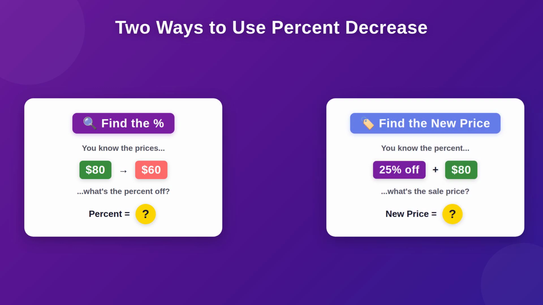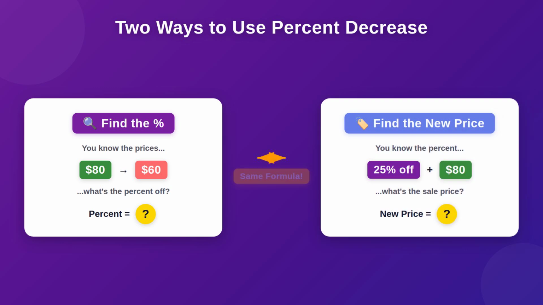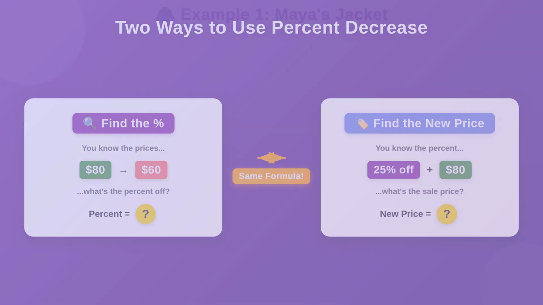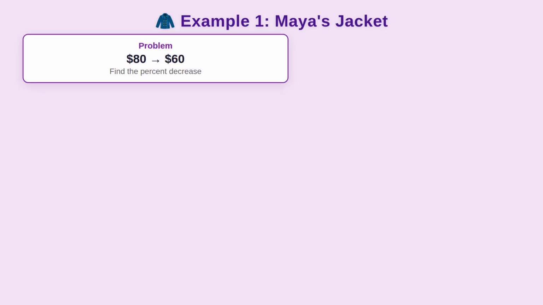Here's something cool. The percent decrease formula works 2 different ways. Sometimes a problem tells you the original and new price and asks you to find the percent. Other times, the problem gives you the original price and the percent off and asks for the new price. Maya will run into both types of problems today. Both start with the same formula. You just solve for a different piece. Ready to see this in action? Let's watch Maya tackle her first real example.